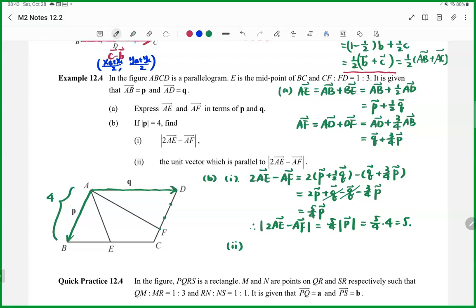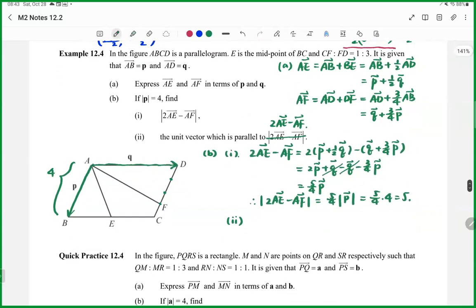B2. Find the unit vector which is parallel to this vector. Sorry, the question is wrong. Find the unit vector which is parallel to this vector. No magnitude, just 2AE minus AF. Parallel to this vector, not the magnitude of this vector. So I already know the length is 5.